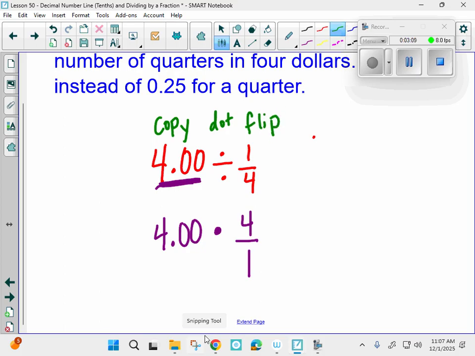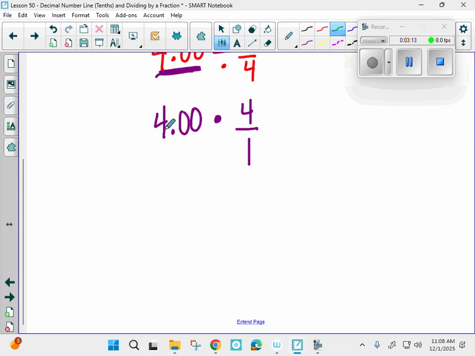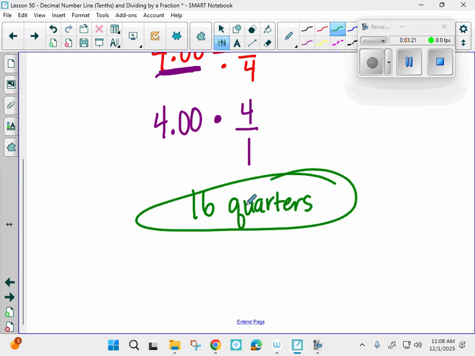And then, good. Now I'm going to multiply $4 times 4, and that would mean that there are actually 16 quarters inside of $4, right? Because how many quarters are in $1? 4. Oh, $4? Yeah, and so in $4, there's 16 because there's 4 in each dollar. Just do 4 times 4.